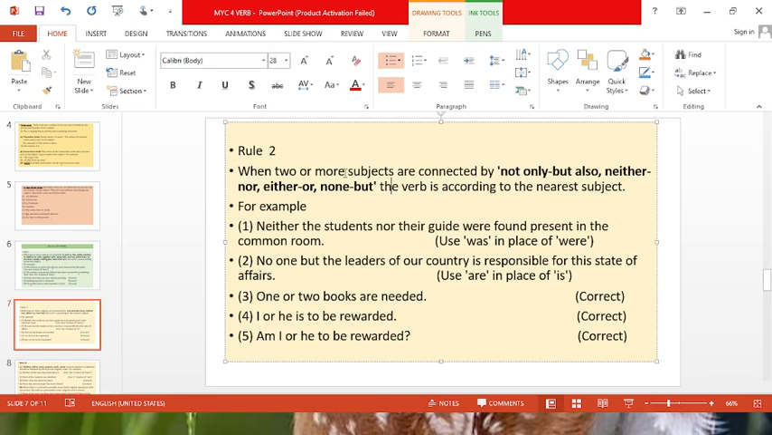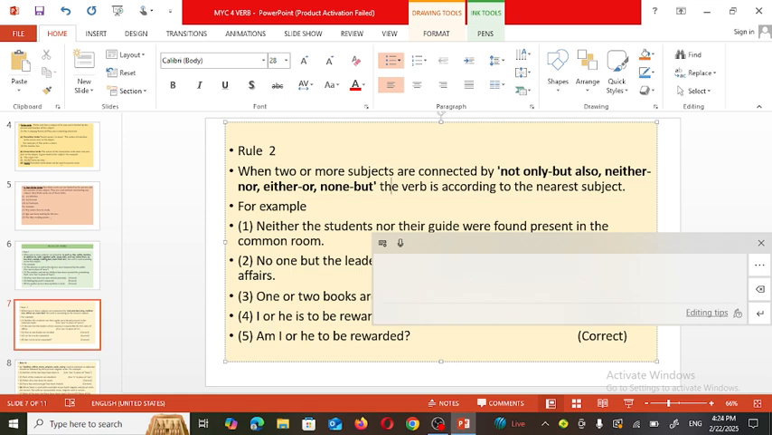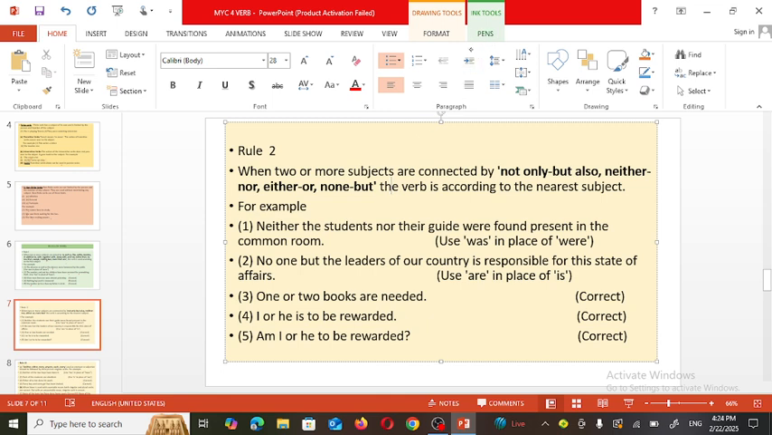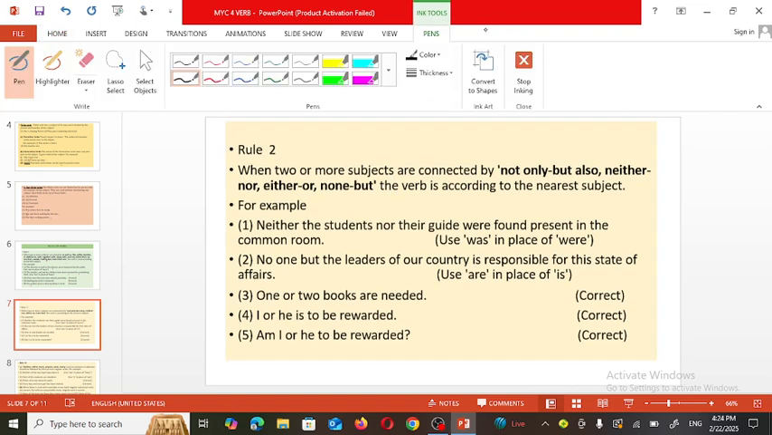When two or more subjects are connected by not only but also, or neither nor, or either or, none but, means suppose these conjunctions have been used in the sentence, then the subject which is nearest to the verb must be considered while using the helping verb.